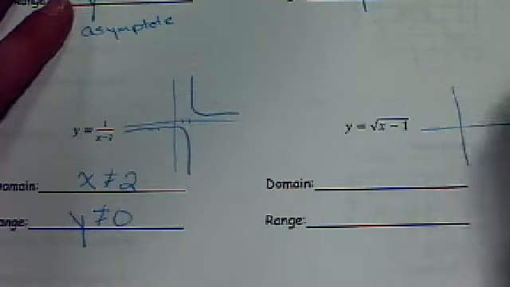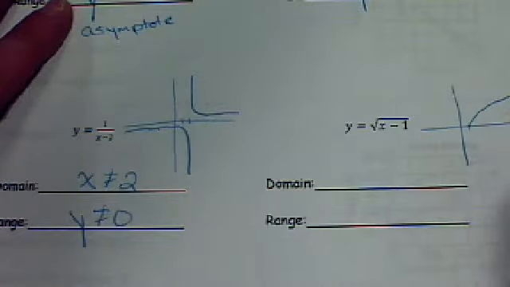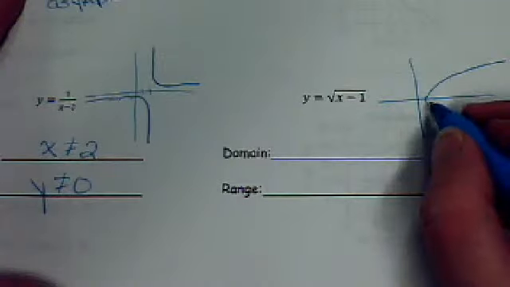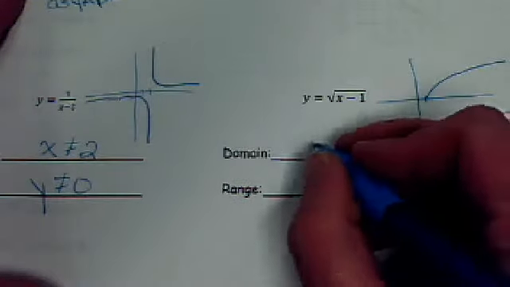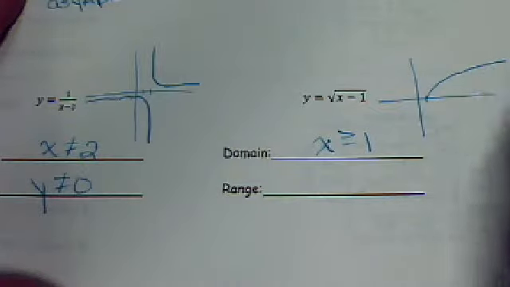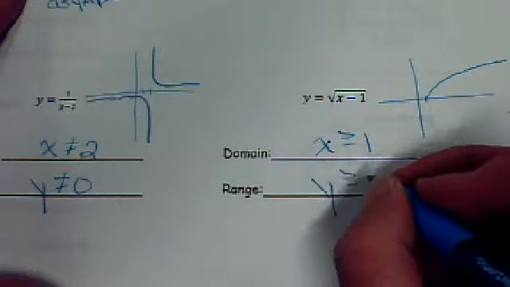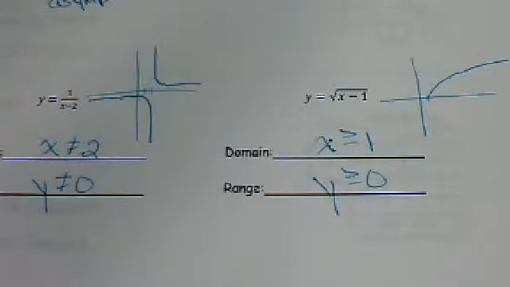On this last one, this one looks something like that on the calculator, starting at 1 and going off. So it's the x values that are greater than or equal to 1. You also notice that the graph is only above the x-axis, so the y values are greater than or equal to 0.